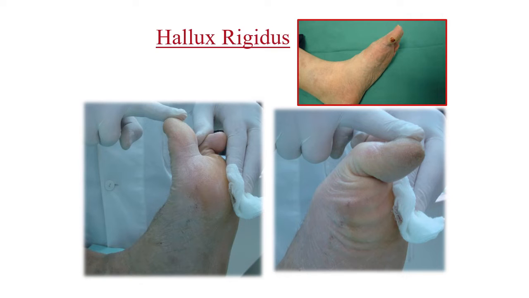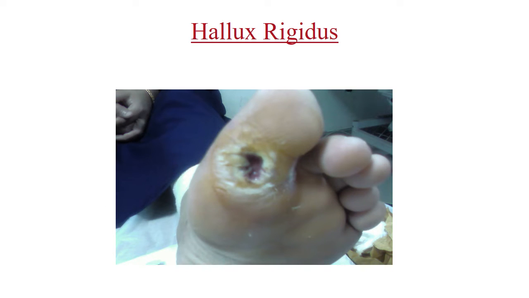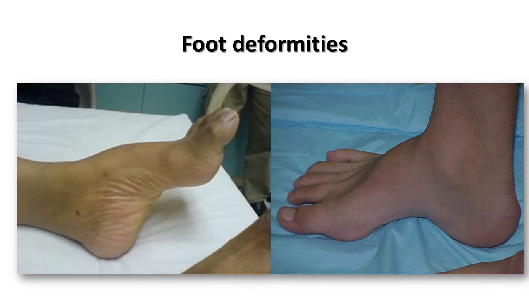So what's going to happen is that the patient will get pressure all the time on this area, leading to calluses and later on ulceration. Hallux rigidus is only related to disease, so it can happen in diabetes, it can happen in rheumatoid arthritis. So it's a disease affecting the soft tissue. It doesn't happen in a normal population. This is the ulcer related to hallux rigidus and thickening of the skin in this area.